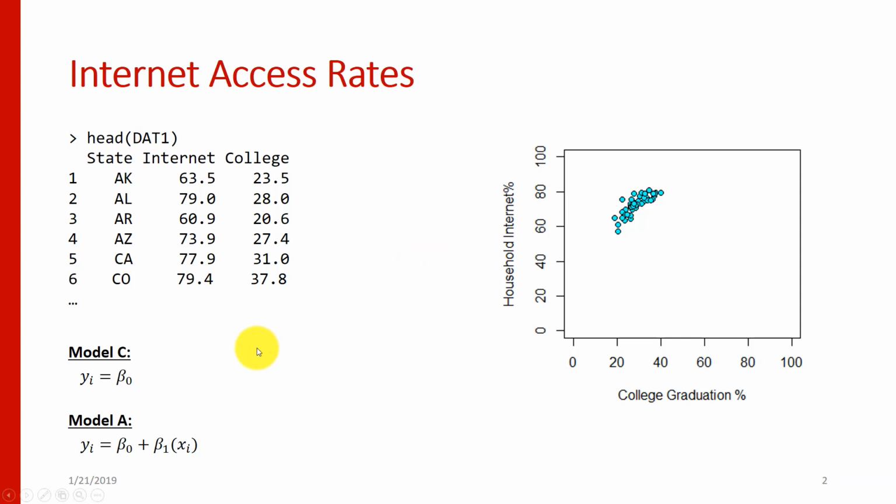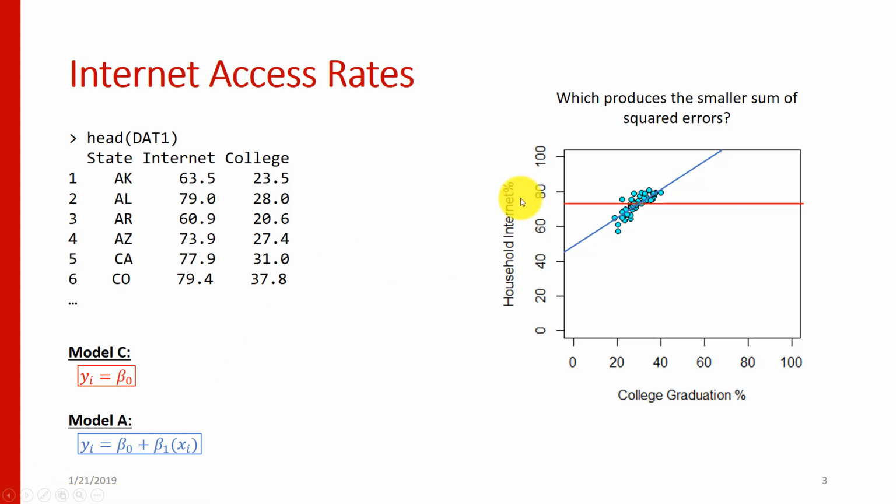So we're going to be comparing a compact model, in which we assume these things are independent of each other, which is to say there is no relationship, and that the household internet access does not depend on college graduation rates. So we would be estimating a constant, or the mean, for all states. And we're going to contrast that against an augmented model in which we think these things are actually related to each other. So rather than forcing this slope to be 0, we're actually going to fit a value for beta 1. We're going to say, okay, if we allow beta 1 to take some value, does that actually improve the statistical fit of our model?